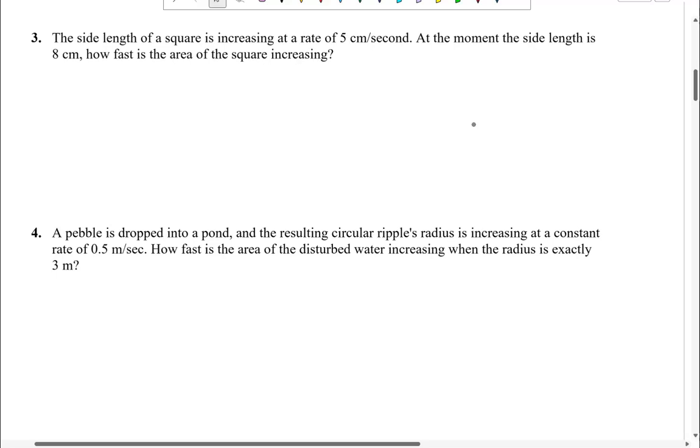Number 3, the side length of a square is increasing at a rate of 5 centimeters per second. At the moment, the side length is 8 centimeters. How fast is the area of the square increasing? So once again, we're going to start with our equation, our known rate, and our unknown rate.